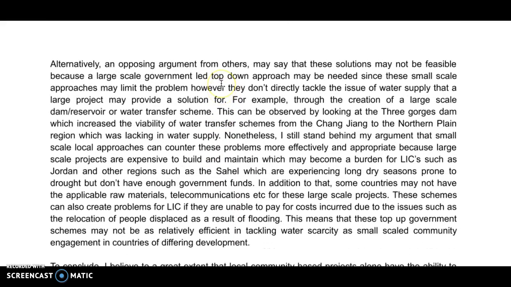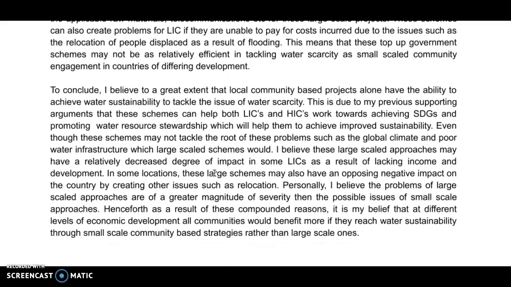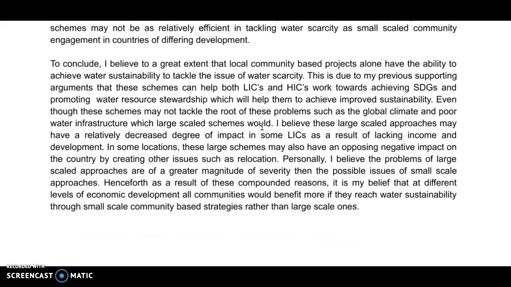So I'm giving another perspective, and I'm saying maybe, but nevertheless I don't really think that it's as effective as a small-scale community project. Okay, then I'm saying, to conclude, I believe to a great extent that local community-based projects alone have the ability to achieve water sustainability to tackle the issue of water scarcity. This is due to my previous supporting arguments that this, and this. So I'm saying what came from my previous arguments, and I said, I believe that large-scale approaches may have a relatively decreased degree of impact in some LICs.